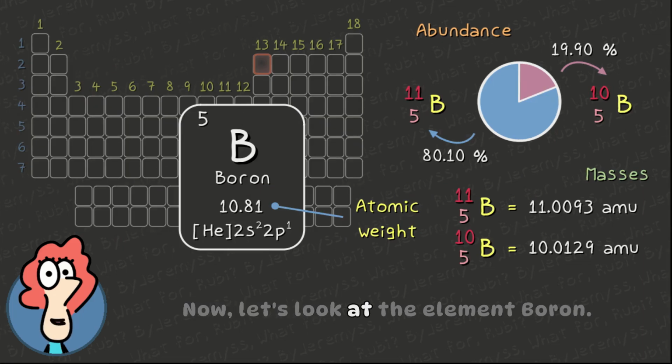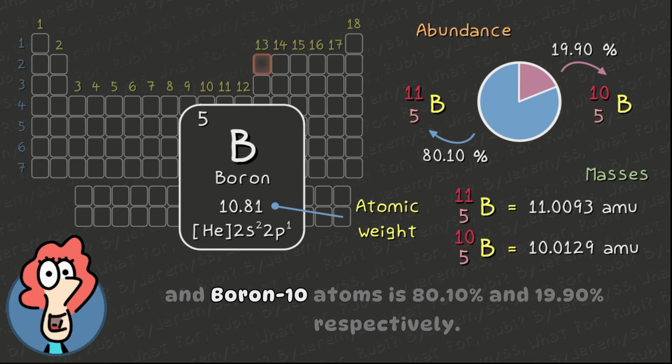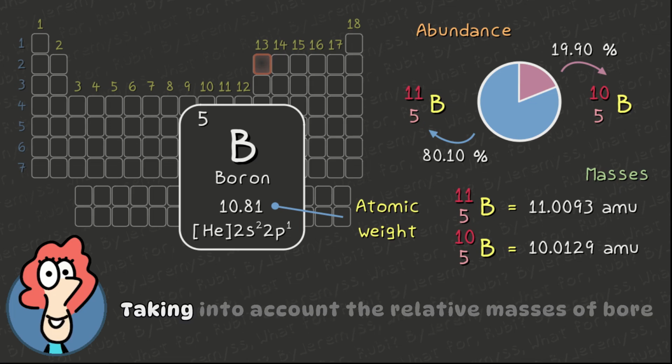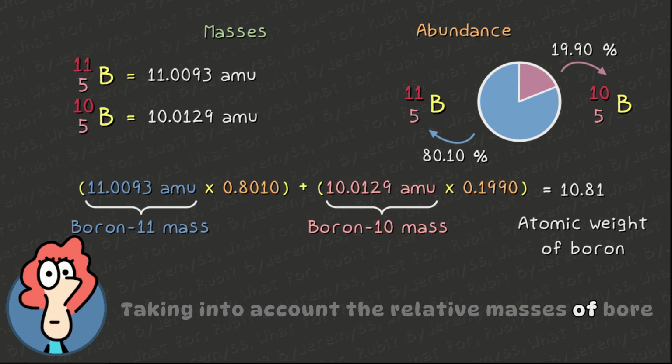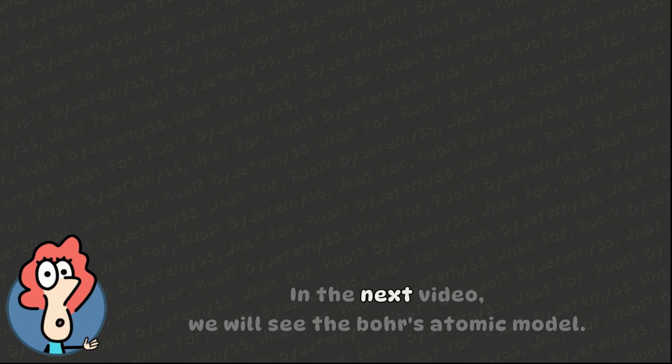Now, let's look at the element boron. The abundance of boron-11 and boron-10 atoms is 80.1% and 19.9%, respectively. Taking into account the relative masses of boron isotopes and their natural abundance, we get a boron atomic weight of 10.81. In the next video, we will see the Bohr atomic model.